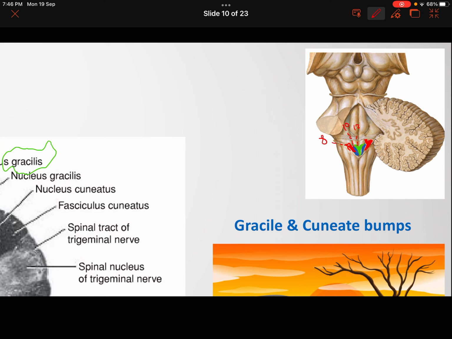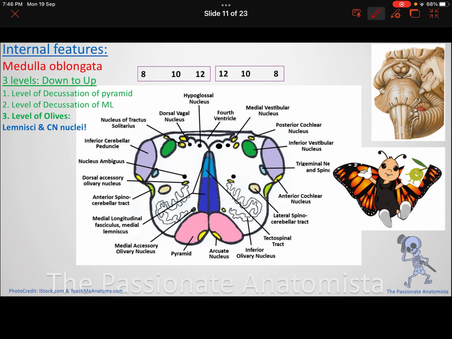So the nucleus related to 12 is the hypoglossal nucleus. Related to 10 is the dorsal vagal nucleus, and then the vestibular nuclei. This is at the level of the olive, the open medulla. Your cerebellum is here. This is your fourth ventricle. This is stuff related to the CSF. Okay?